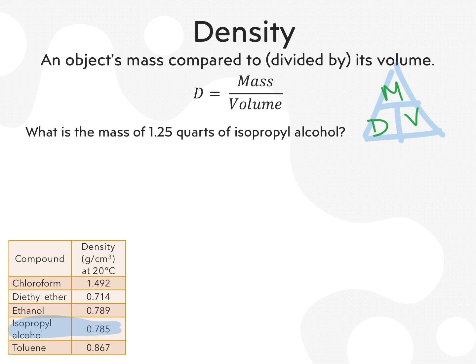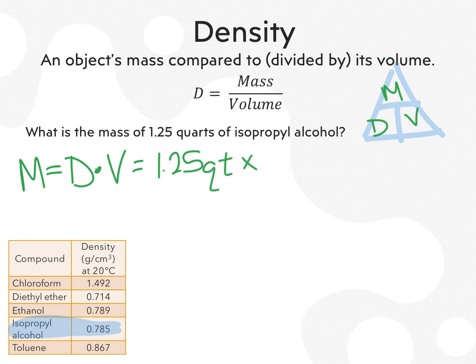If, say, we were looking for volume, I'm going to put my finger over the volume, and I'm going to say that volume is mass divided by density. Or if I was looking for density, I could ignore the density and say that density is mass divided by volume, which is kind of fun. I like my little density triangle. In this case, I am looking for mass, so I'm going to put my finger over mass and see density times volume. And all I got to do is 1.25 quarts times the density, which is 0.785 grams per milliliter.